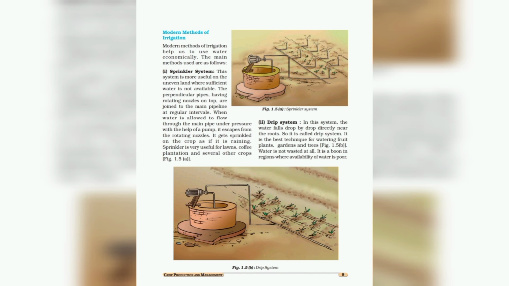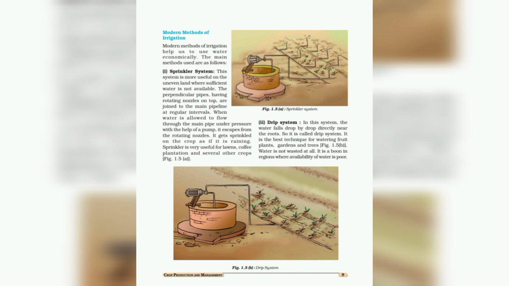So sprinkler is very useful for lawns, coffee plantations and several other crops also. The perpendicular pipes having a rotating nozzle on the top are called sprinklers, and sprinklers are joined to the main pipeline at regular interval, and pumps are fitted for lifting water. So when the pump is switched on, the water is lifted and allowed to flow through the main pipe under pressure. Through the rotating nozzle, it gets sprinkled on the crop as if it is raining.